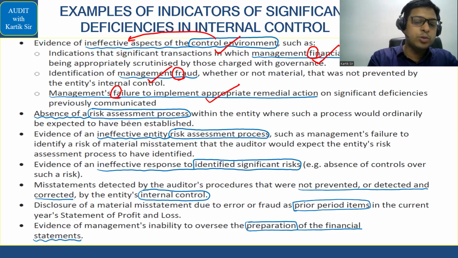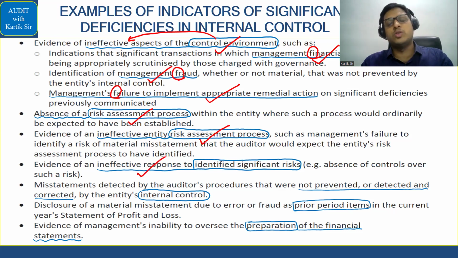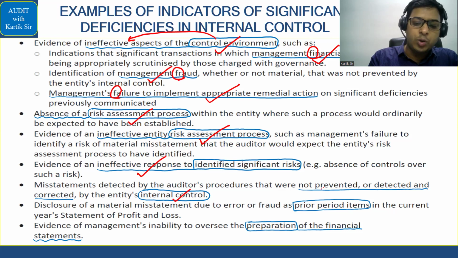Next is the risk assessment process is absent, or the risk assessment process is ineffective, or it is unable to give an effective response. So there is an ineffective response in relation to the identified significant risk. So these are the 3 points of the risk assessment process. After that, internal control is not able to prevent, detect, and correct the misstatements.